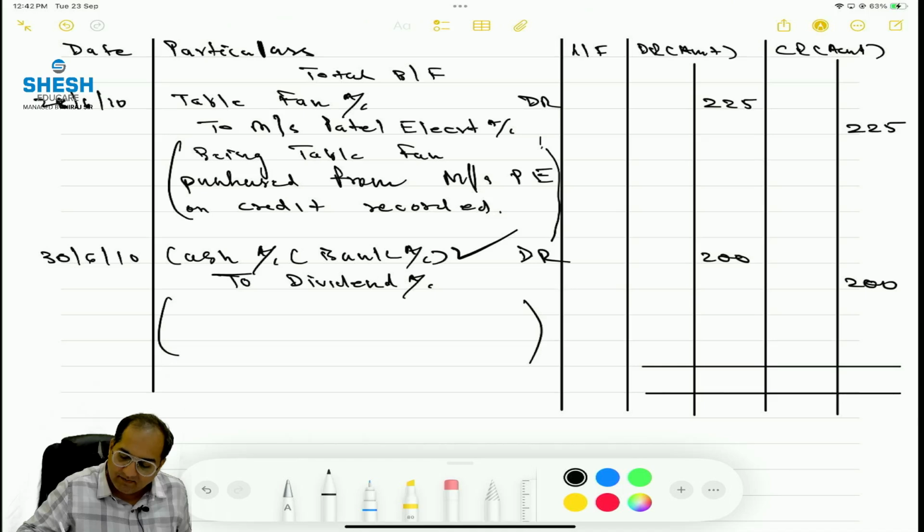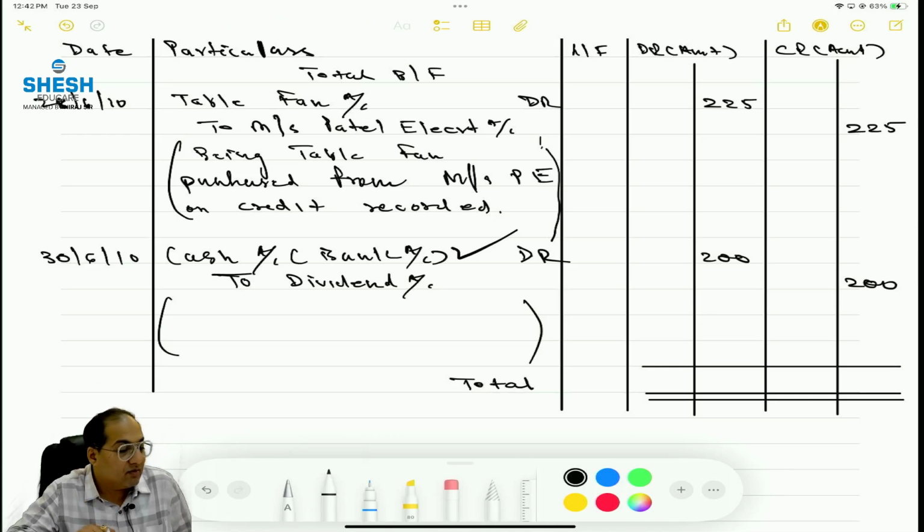और यहाँ मैं पूरे प्रॉब्लम का टोटल करूंगा. I will not write total carried forward, but I will just write total. Or third problem comes to an end.